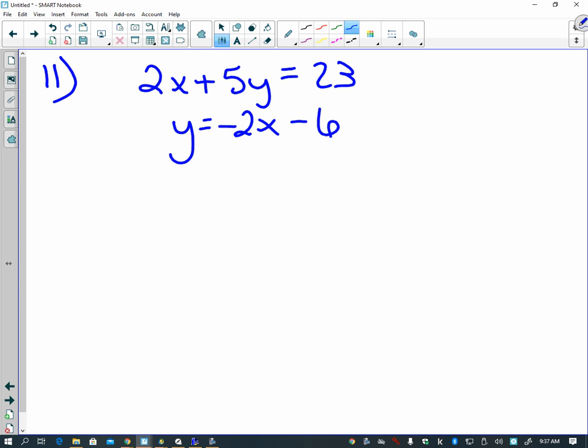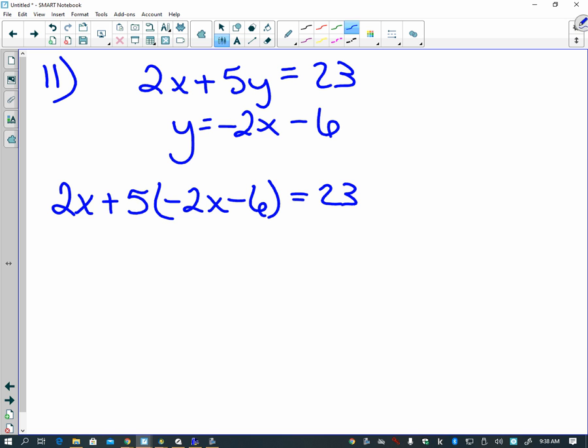All right, so he said substitute negative 2x minus 6 in for the y in the first equation. So I'm writing 2x plus 5 parentheses, negative 2x minus 6 equals 23. Okay, all right, now what?